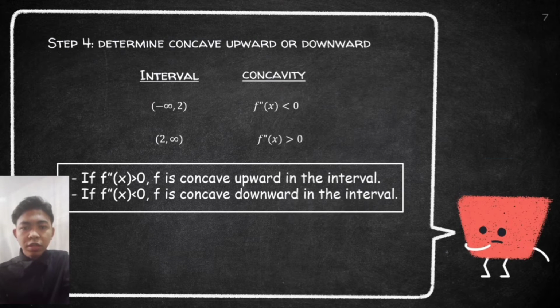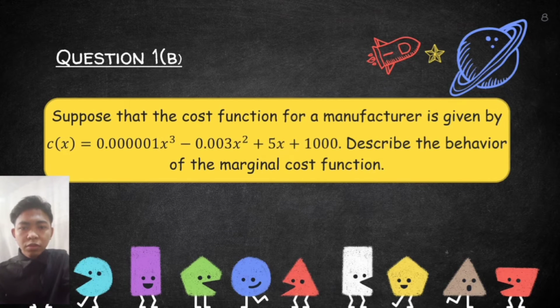Lastly, we can summarize that since f''(x) is greater than 0 for each value of x on the interval, then f is concave upward. Meanwhile, if f''(x) is smaller than 0 for each value of x on the interval, then it's concave downward.